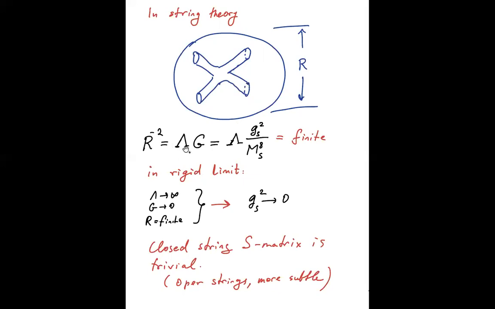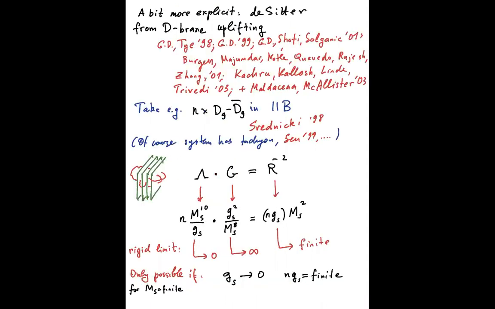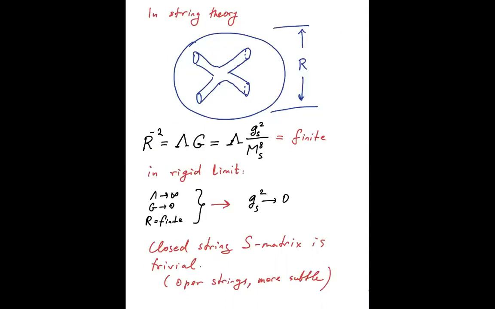And the same is true. Exactly the same is true, because you can see that in the rigid limit, you can translate the gravitational coupling in terms of string scale and string coupling. And no matter what you do, you have to take the string coupling to 0. So the closed string S-matrix becomes trivial. The story with open strings is a little bit more subtle, but the closed string is the part of gravity. And this is very important because what we see is that de Sitter is really sensitive to the quantum gravitational part.